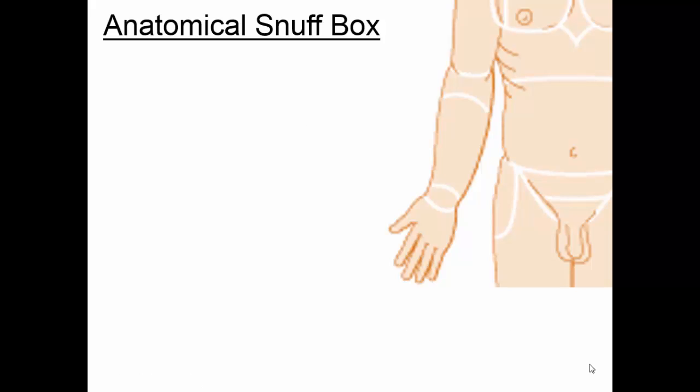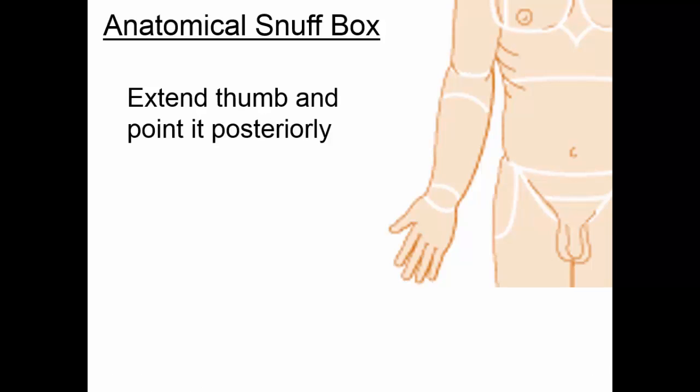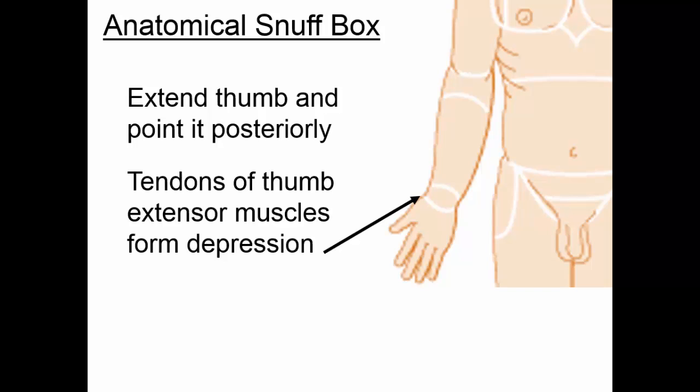The anatomical snuff box can be located if you extend your thumb and point it posteriorly. There will be the tendons of your thumb extensor muscles that will form a depression right there at the base of your thumb. This used to be where people would put a little bit of snuff and snort it. This is if you were in very polite society in the 1700s. The significance of this point is if you can find this point, you can find the radial pulse. It'll be right there in the anatomical snuff box.